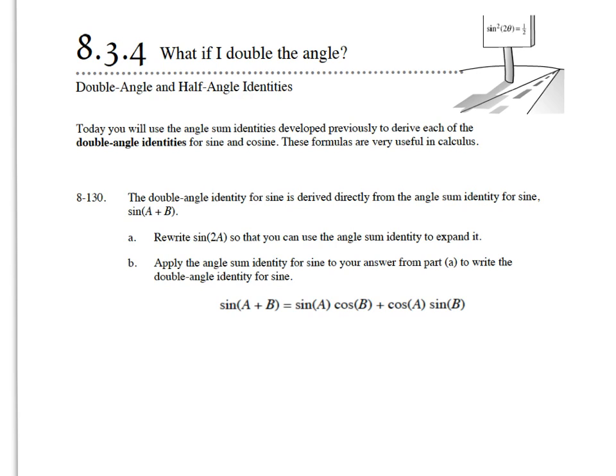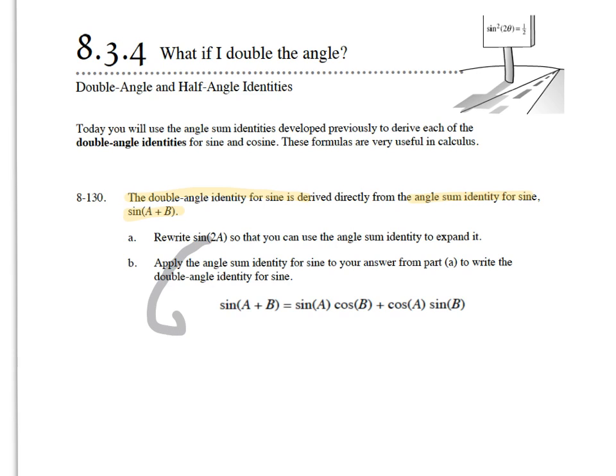What if I double the angle? Your objective today is to learn just a little bit about the double angle formulas, and we're going to take a few minutes to derive those. The double angle identity for sine is derived directly from the angle sum identity for sine of a plus b. So in part A, we want to rewrite the sine of 2a so that you can use the angle sum identity to help solve for that.